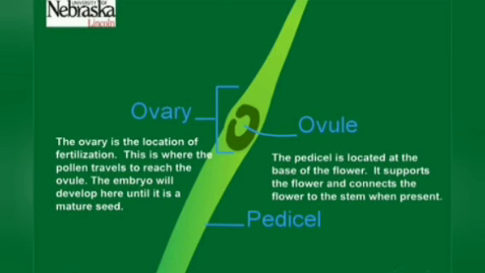It becomes a matured seed, whereas the pedicel is located at the base of the flower. It supports the flower and connects the flower to the stem when present. The pedicel is nothing but the lower area, the stalk of the flower.